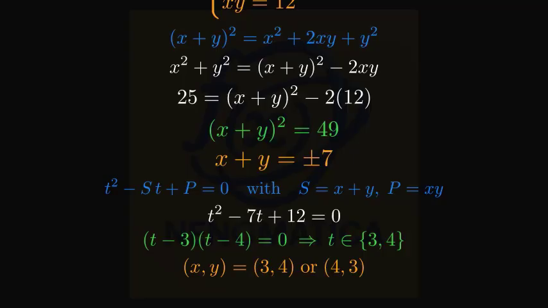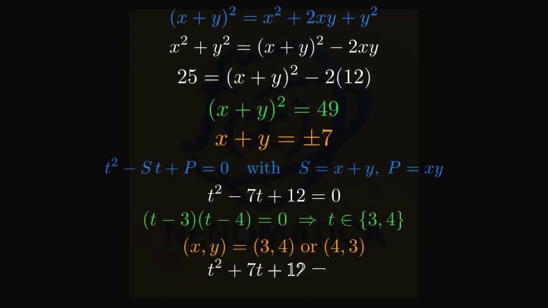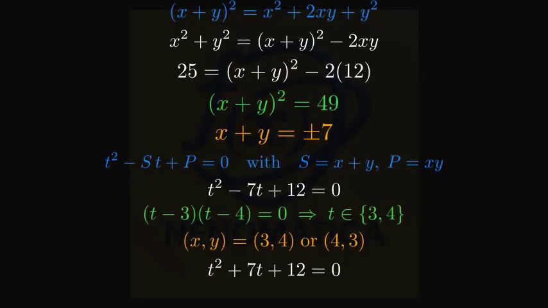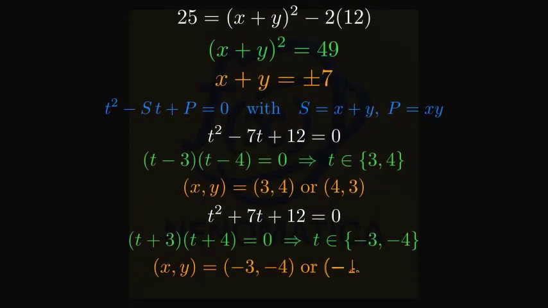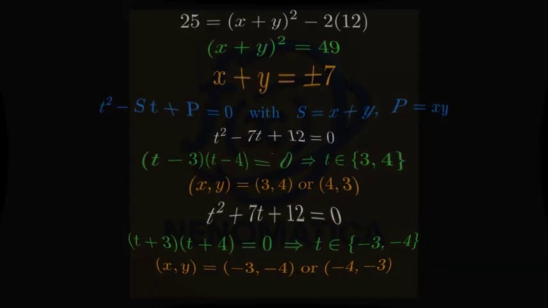Case 2, s equals negative 7. Now the equation is t squared plus 7t plus 12 equals 0. This factors as t plus 3 times t plus 4 equals 0, giving roots negative 3 and negative 4. Hence the ordered pairs are (negative 3, negative 4) and (negative 4, negative 3).